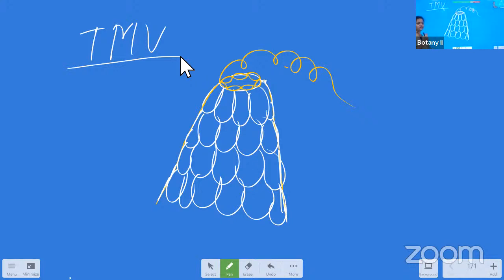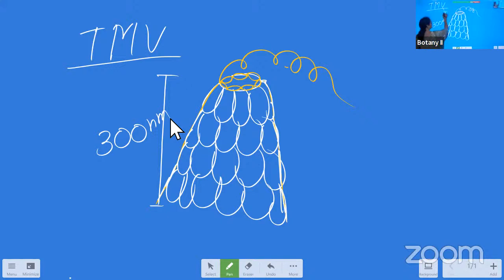Next, the second point we have to write. The length of this virus is 300 nanometers. Length, I'm saying the length. The length of this virus is 300 nanometers. The width of the virus is 18 to 19 nanometers. And this much only we have to write in the second point.